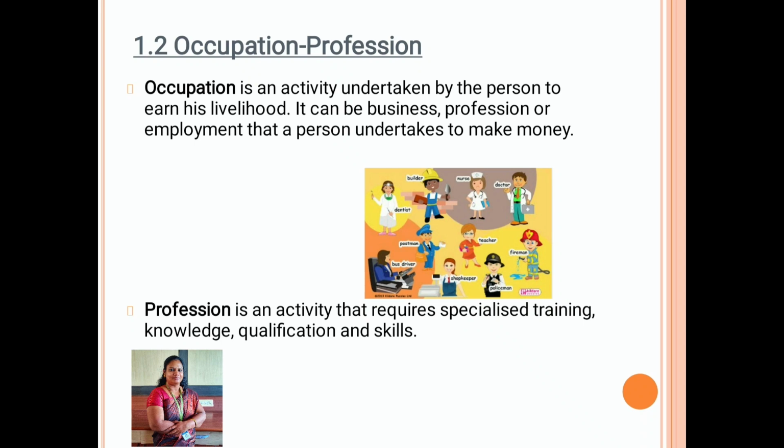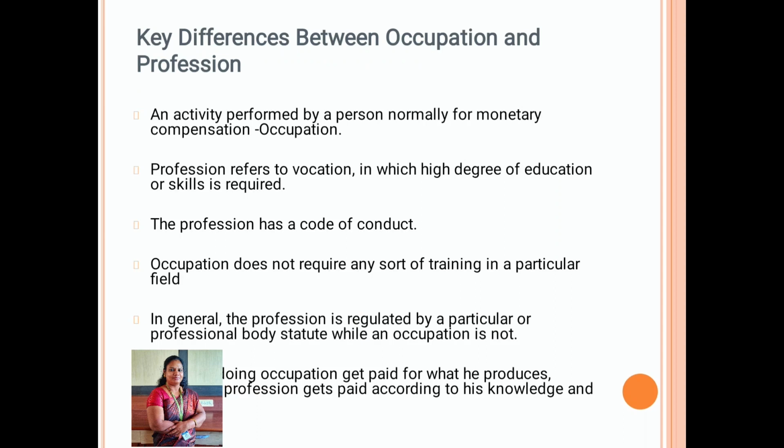The line of demarcation between occupation and profession is thin and blurred. When a professional is paid for his skill or talent, it is known as occupation. So with this we discuss some key differences between occupation and profession. An activity performed by a person normally for monetary compensation is occupation.